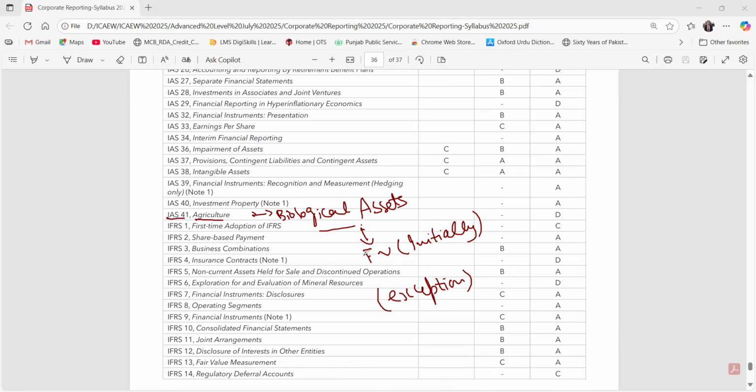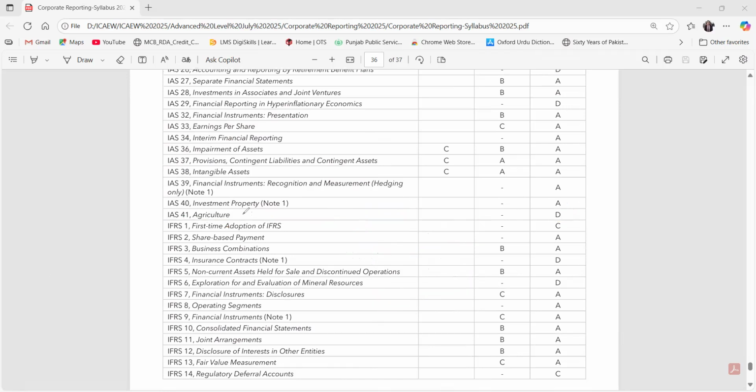So how you can record them at fair value? How you can determine the fair value of biological assets? That includes plants and animals basically. So we are going to talk about their accounting treatment, and these are at level D. So agriculture, this topic is at level D. Now it's all for IAS. Now it's time for IFRS, International Financial Reporting Standards.